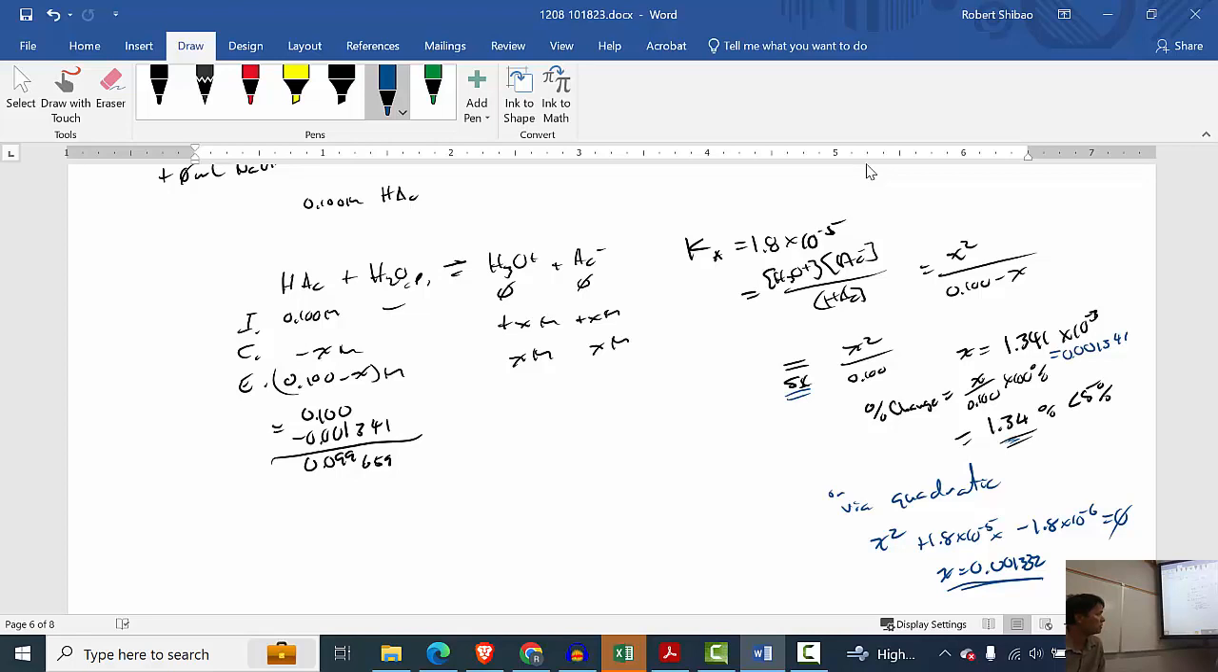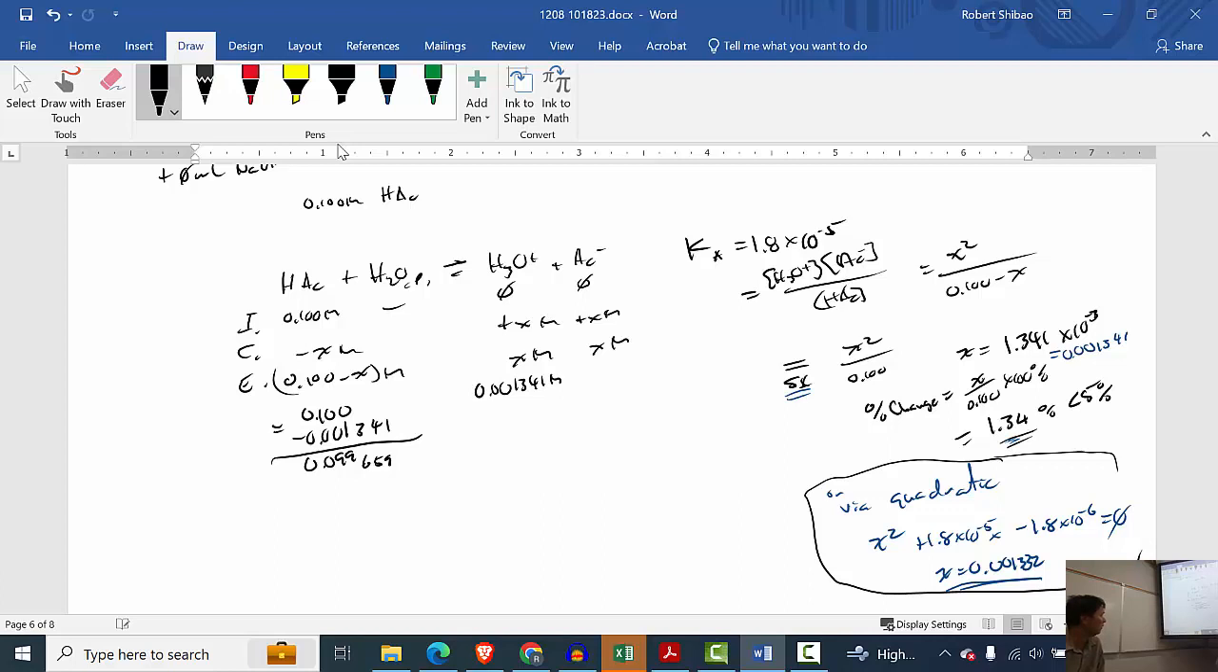And so since I did this using the ICE table, I'm just going to continue with the ICE table. This is going to be a side calculation here. But I already did this calculation, so I don't want to redo it. And so this is going to be 0.001341 molar and 0.001341 molar. All right.